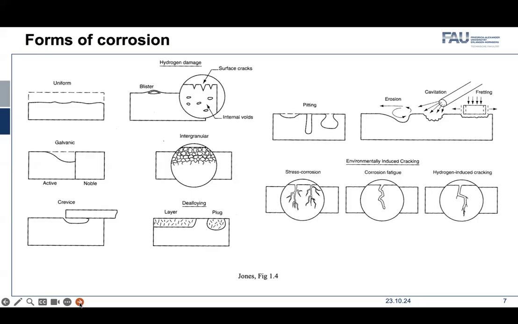The noble metal will stay intact because it is supporting just the cathodic reaction, which is basically either oxygen reducing there or water reducing there. But the active metal selectively undergoes corrosion. So you are losing active metal at the expense of noble metal. So this is galvanic corrosion.